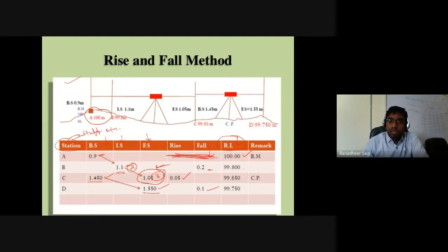Now, next I want to calculate the RL value corresponding to point B position, point C position, and point D position.